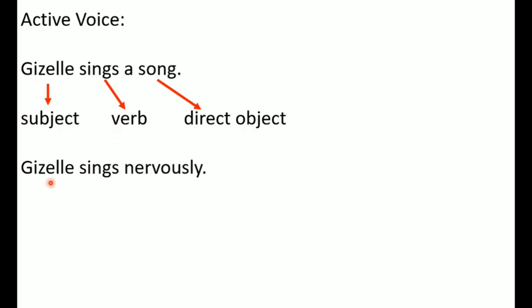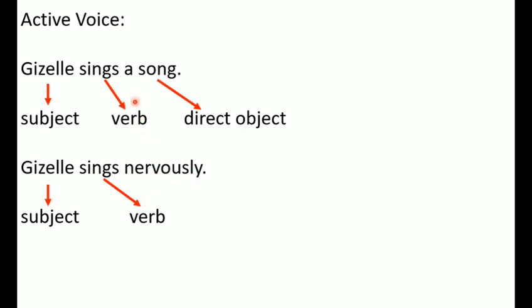Okay. Now, in this sentence, Giselle sings nervously. Here, Giselle is our subject. Sings is a verb, but we have no direct object. Kasi if we are going to ask the question, Giselle sings what? There is no answer. Nervously is not a direct object because nervously is an adverb which modifies the verb sing. So this is not a direct object.